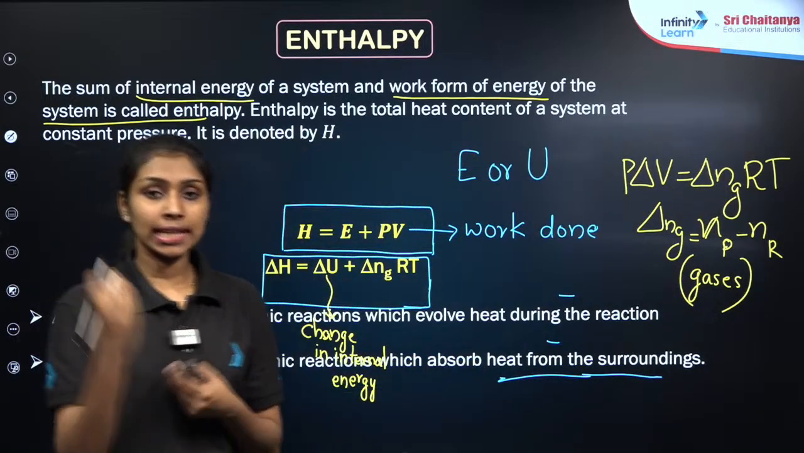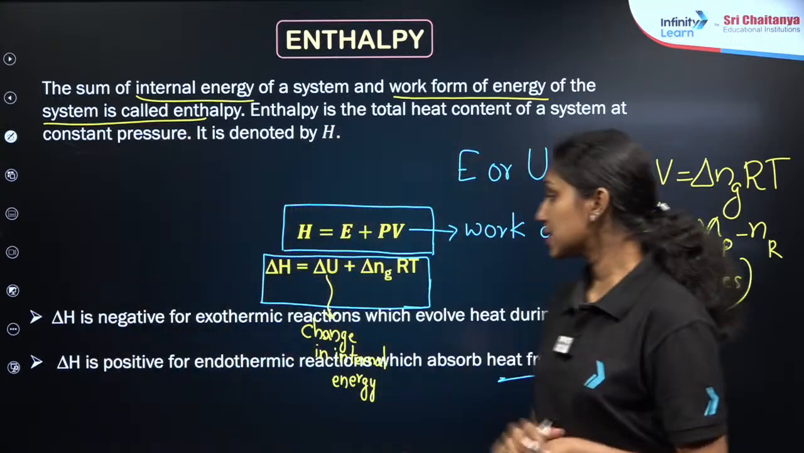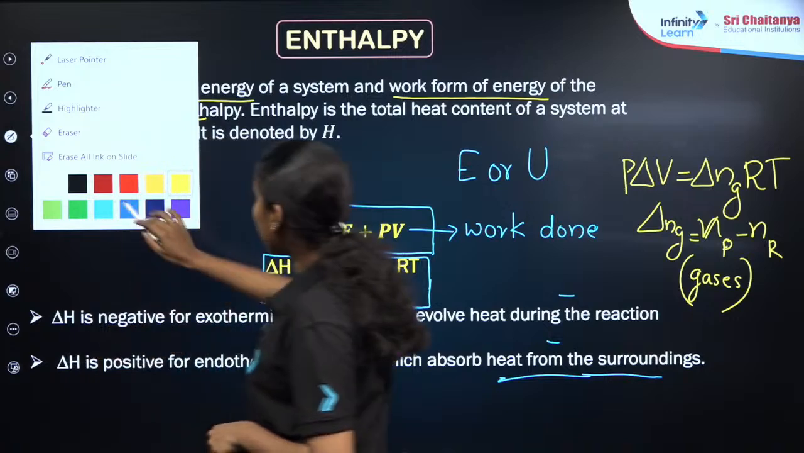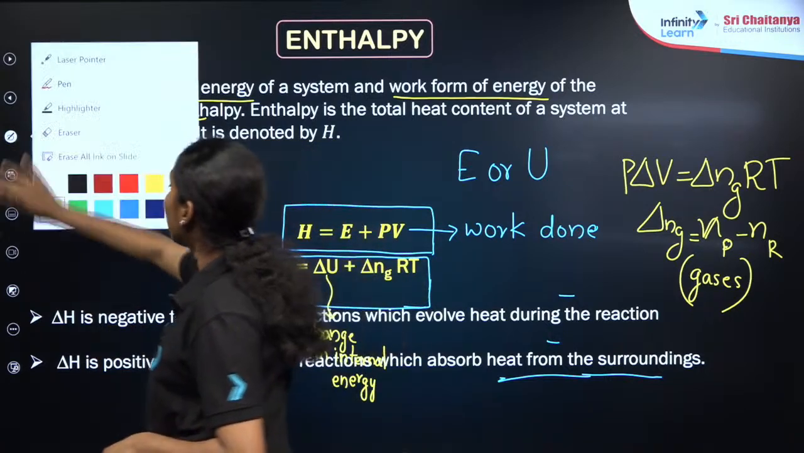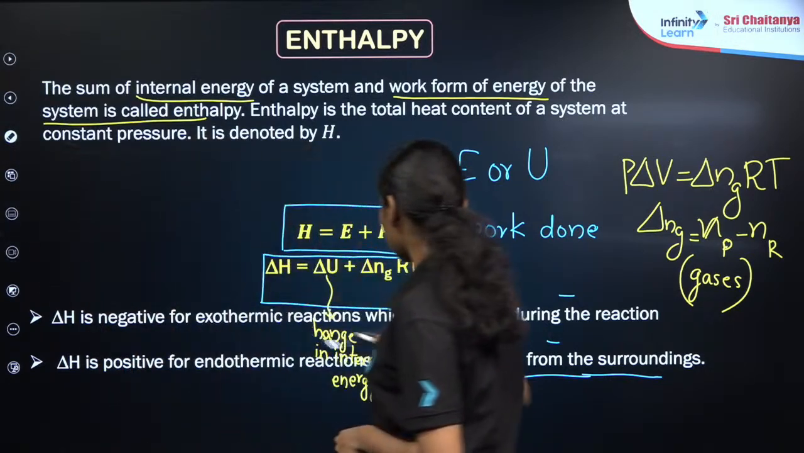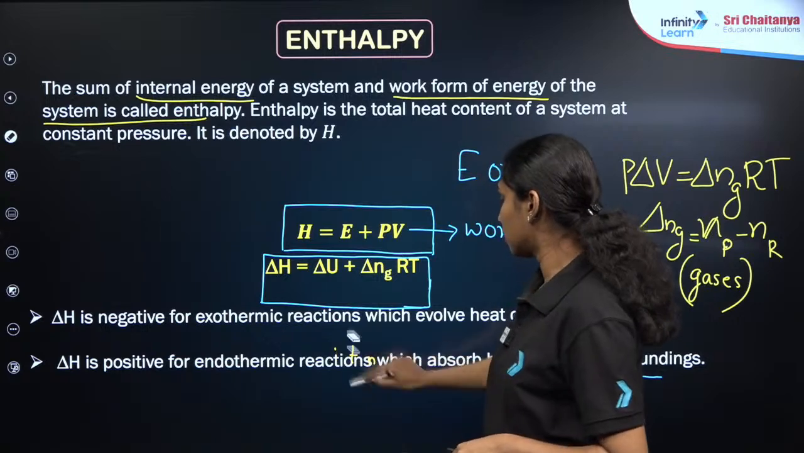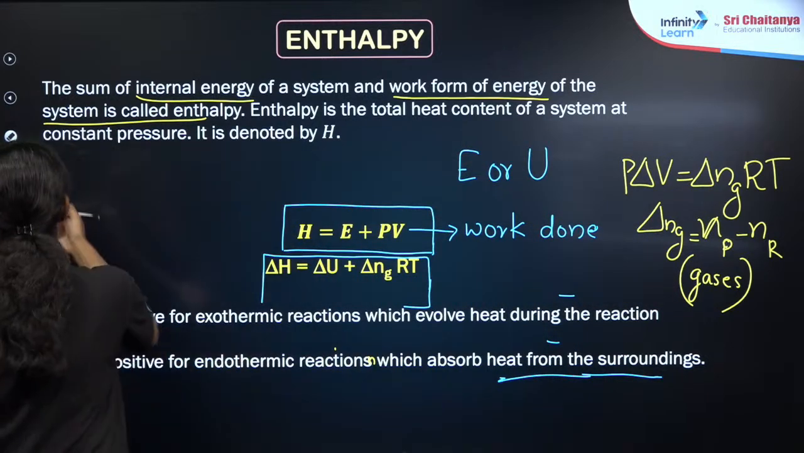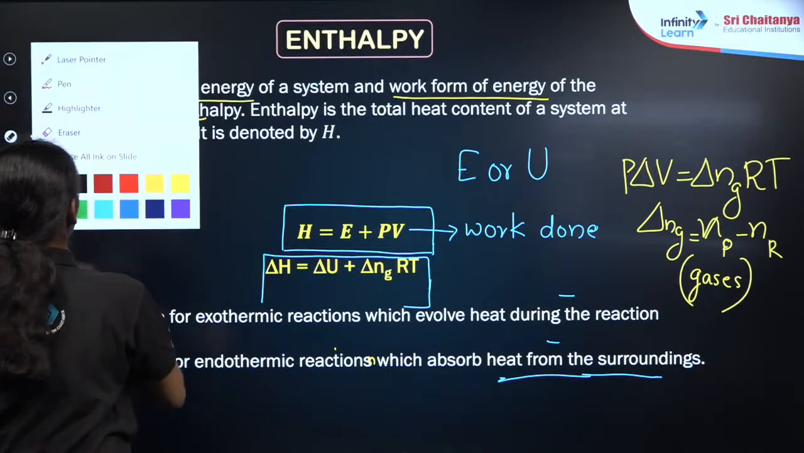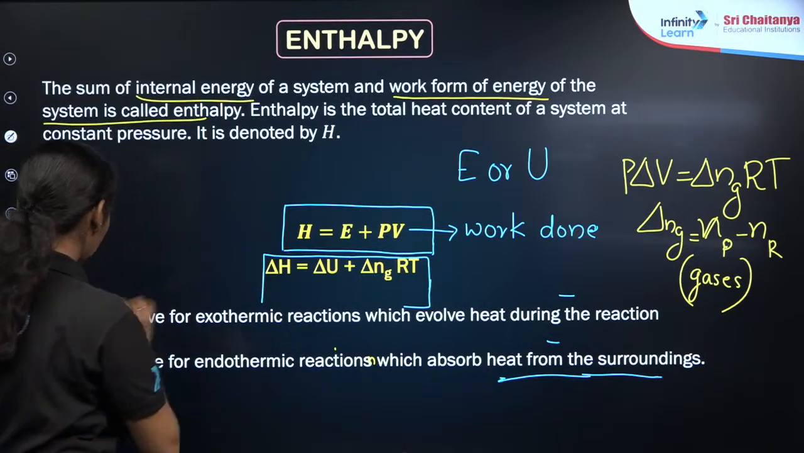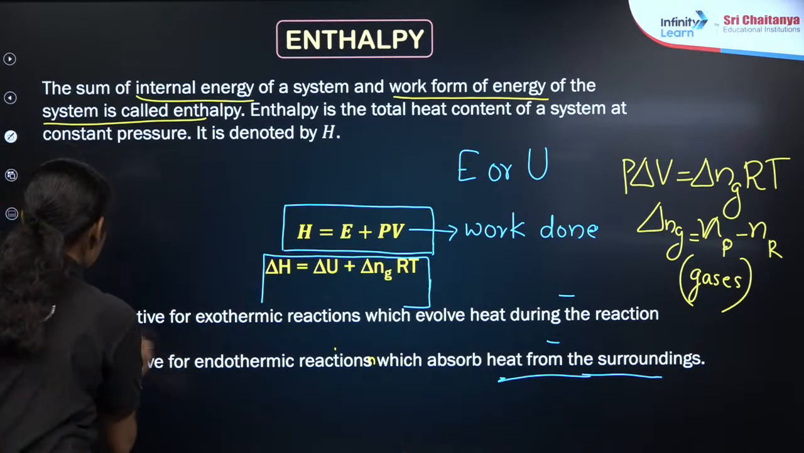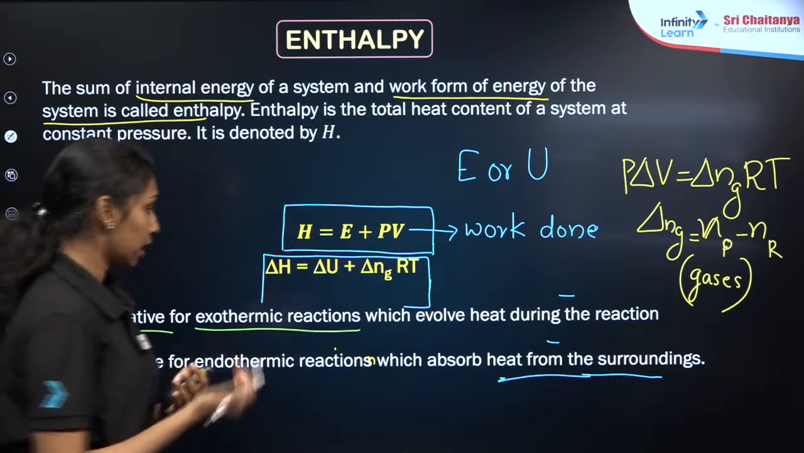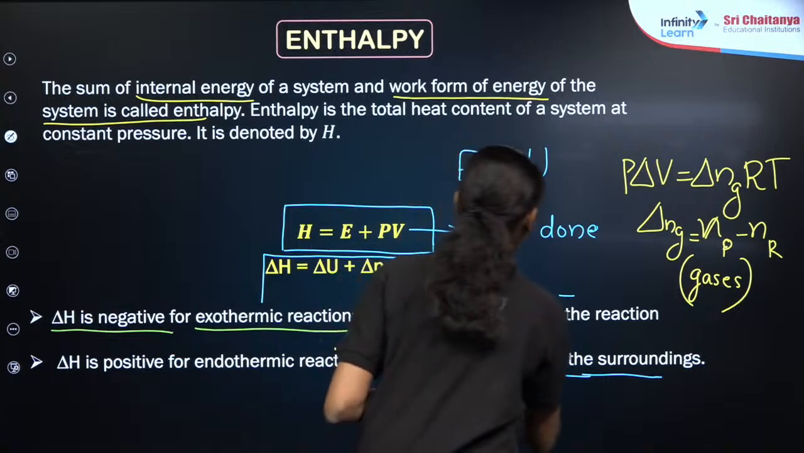Now, depending upon the sign of enthalpy, we can define two different processes. The first one is the endothermic process and the second one is the exothermic process. Exothermic means heat is releasing, so enthalpy is negative. Delta H is negative for exothermic reactions, which involve heat release during the process.